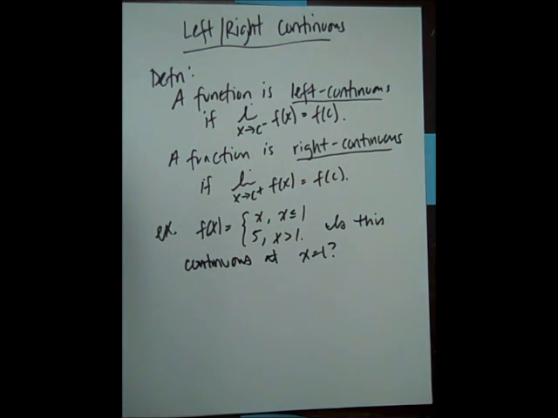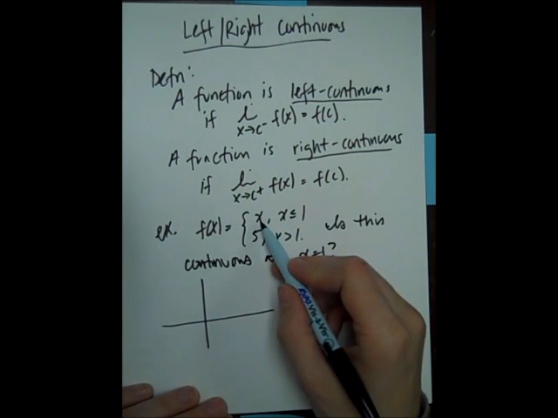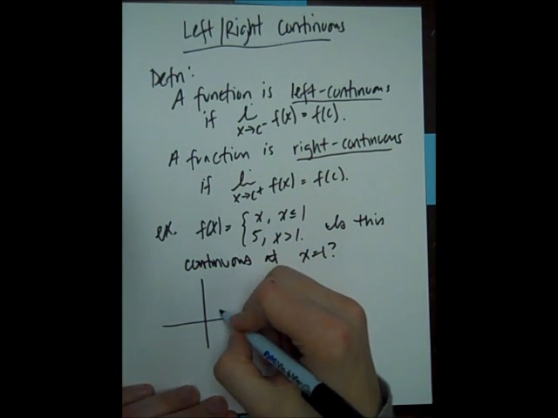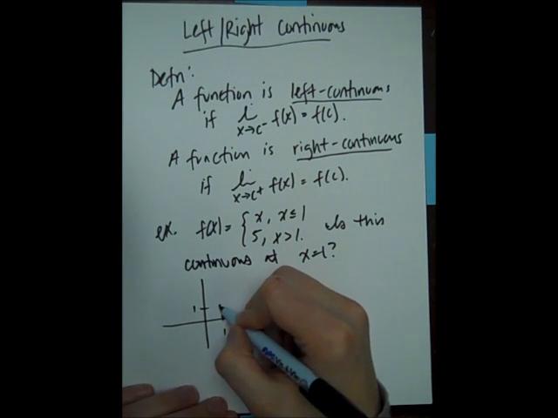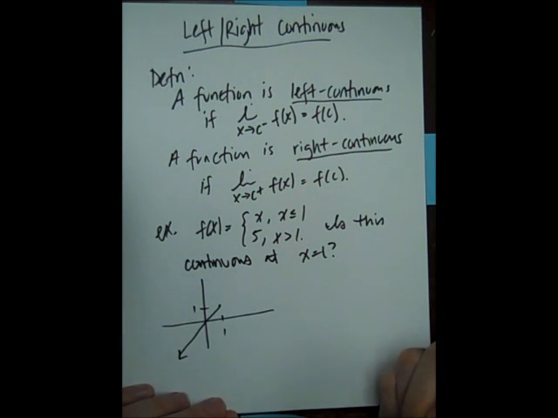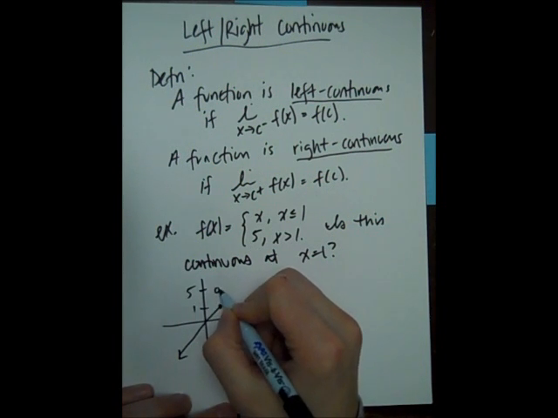Well, first let's draw a picture. I think that might be helpful. This says that it's equal to the function x, which is just a line going through the origin, for x less than or equal to 1. So there's x equal 1, here's 1 here, and there's the line y equals x. Now what is the function y equals 5? That's just a horizontal line.